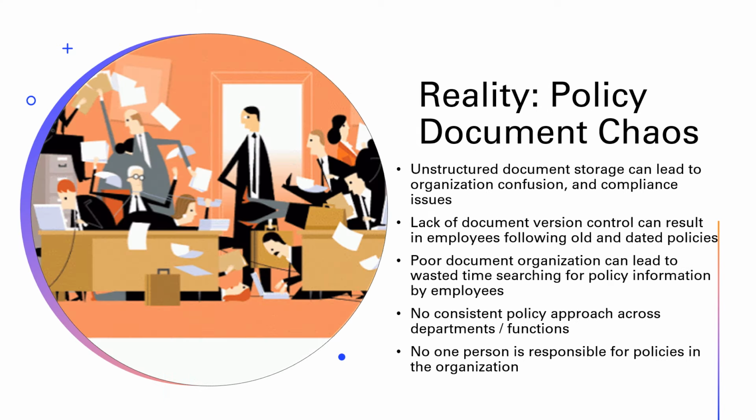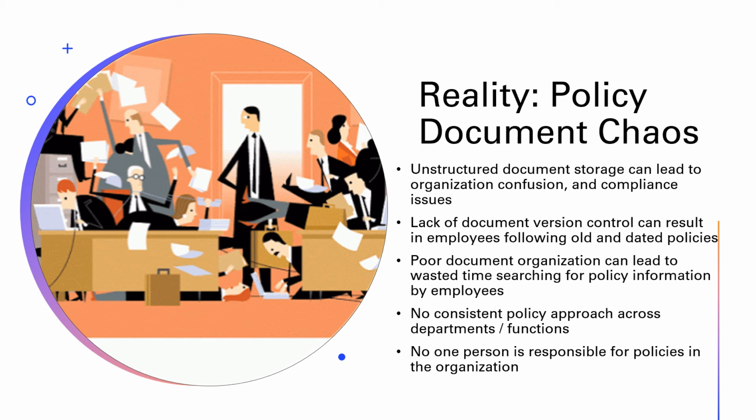Now, we've been doing this for a long time, and we've talked with hundreds and hundreds of organizations, and what we find is that the reality in many organizations is that policy management or policy document management is often in complete chaos. A lot of times there's nobody in charge of it across the organization, nobody even provided ownership. A lot of times you have unstructured document storage where documents are spread across perhaps a file server, people's machines, that type of thing, and that can lead to confusion over compliance issues and what should be done.